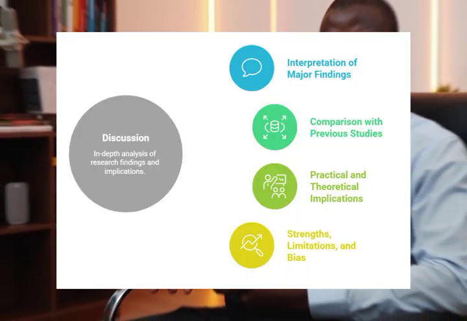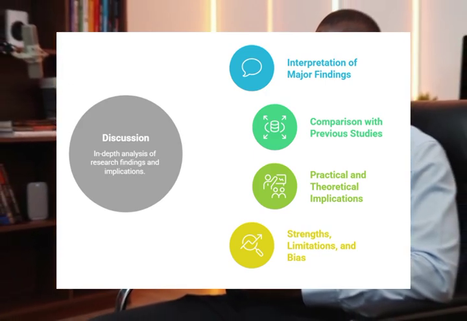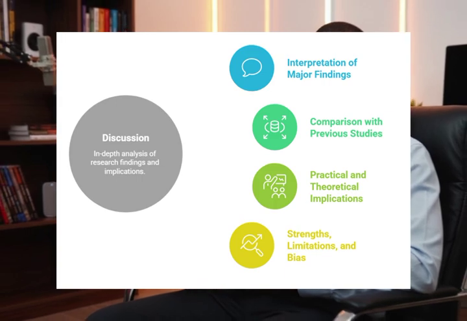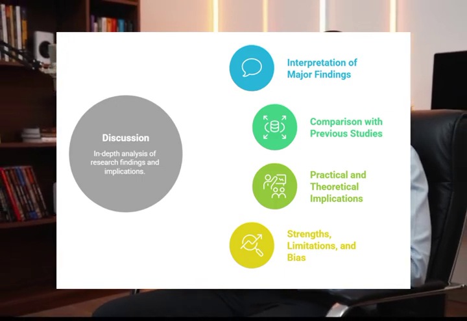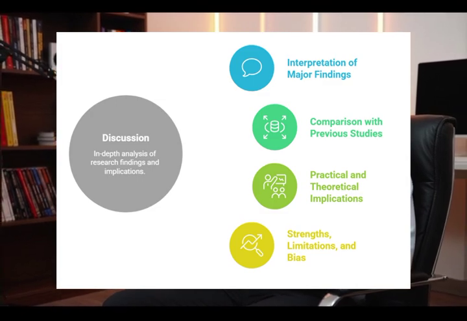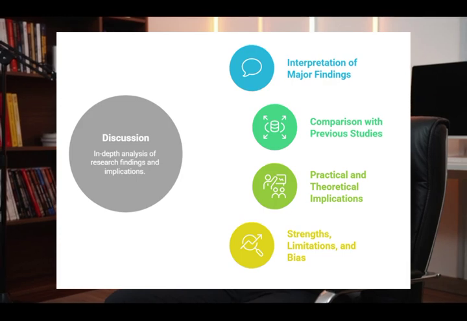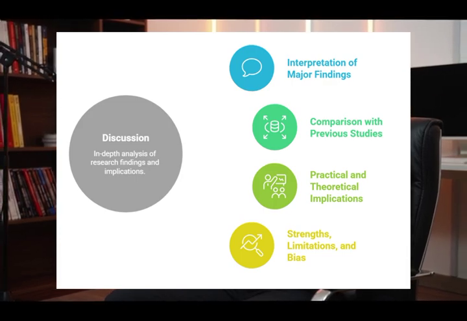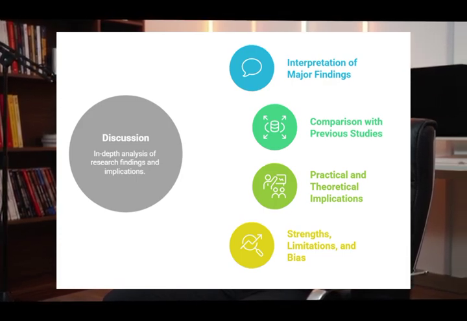Chapter 5. Discussion. This chapter explains what your findings mean. This is where your analytical thinking becomes most visible. Include major interpretations of findings, comparison with previous studies, practical and theoretical implications, strengths, limitations, and possible sources of bias.